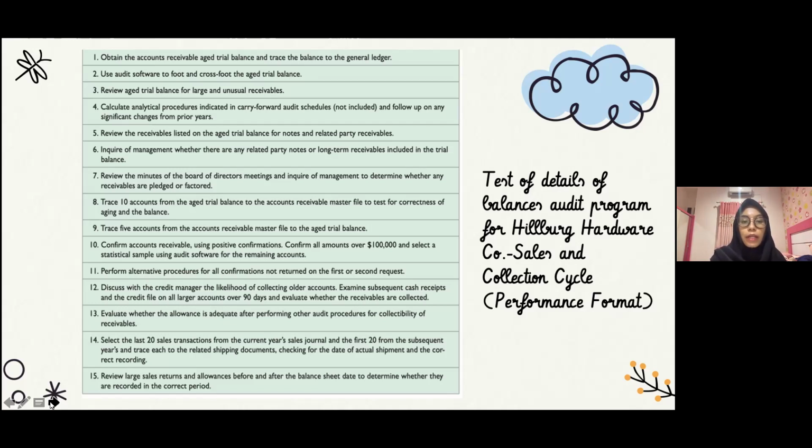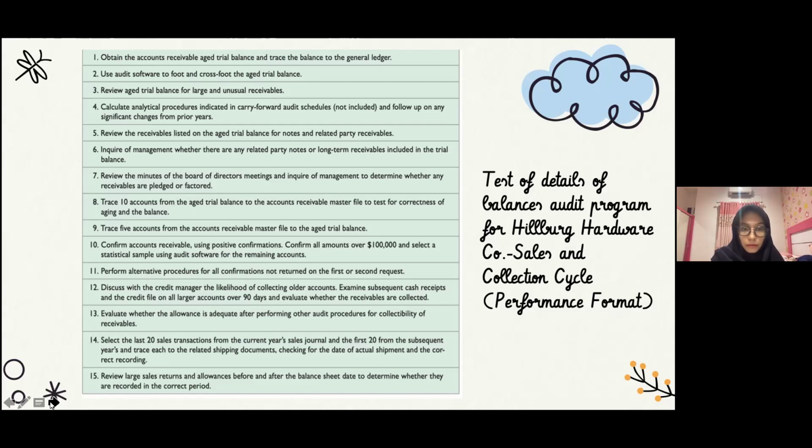Sixth, inquire of management whether there are any related party notes or long-term receivables included in the trial balance. Seventh, review the minutes of the board of directors meeting and inquire of management to determine whether any receivables are pledged or factored. Eighth, trace 10 accounts from the age trial balance to the accounts receivable master files to test for the correctness of aging and the balance. Ninth, trace 5 accounts from the accounts receivable master file to the age trial balance.